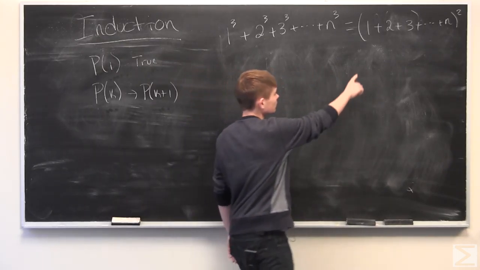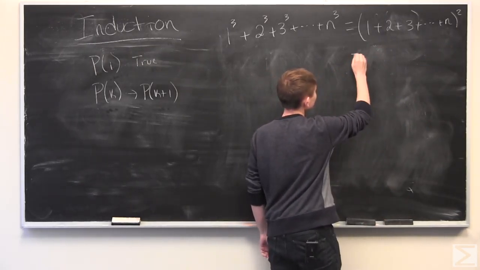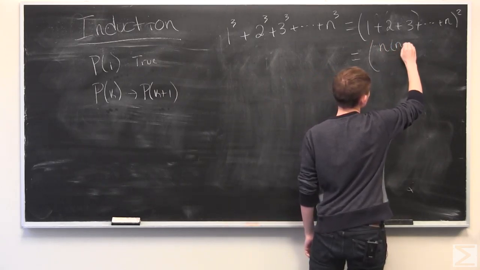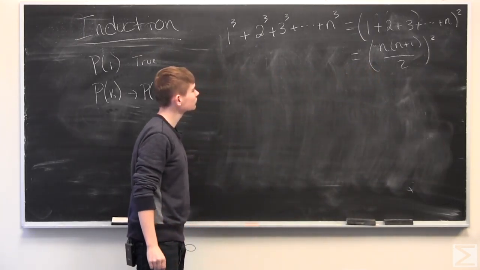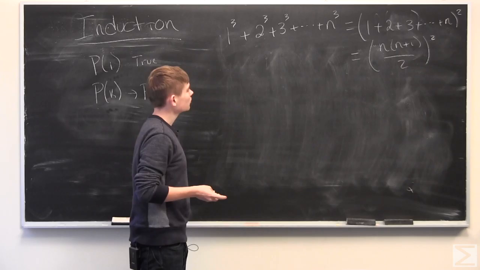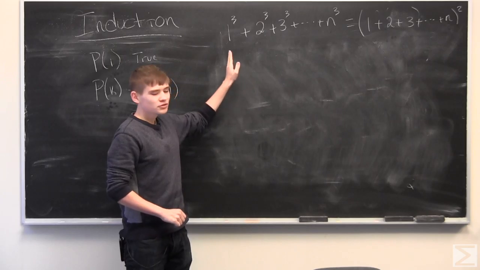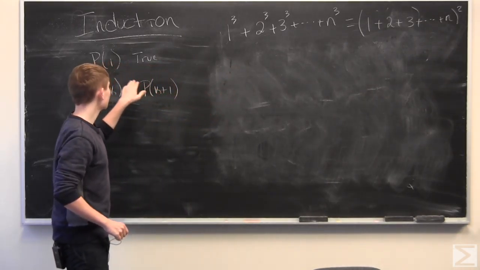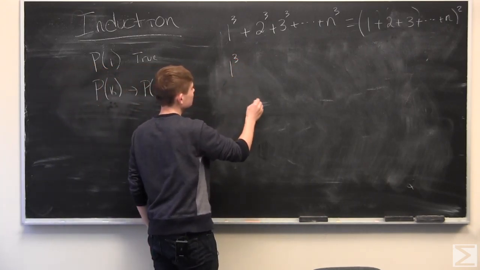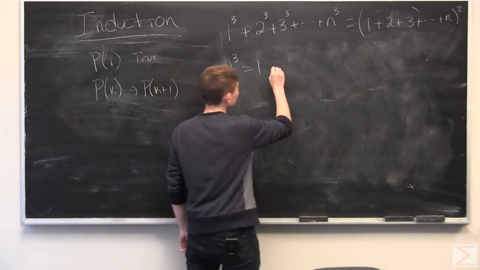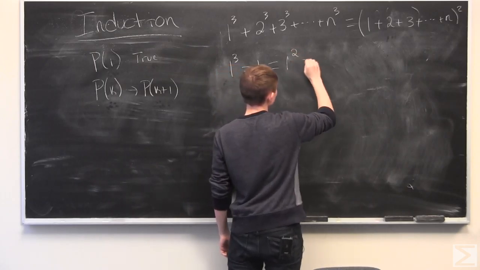So what we can do here is rewrite this using the formula we had. So this is n times n plus 1 over 2, squared. And what we want to do is show the base case first. To prove this, we have to start off with the base case when n is equal to 1. So when we do that, we have n cubed, which is equal to 1, is equal to this when n is equal to 1, which is n squared, also equal to 1.